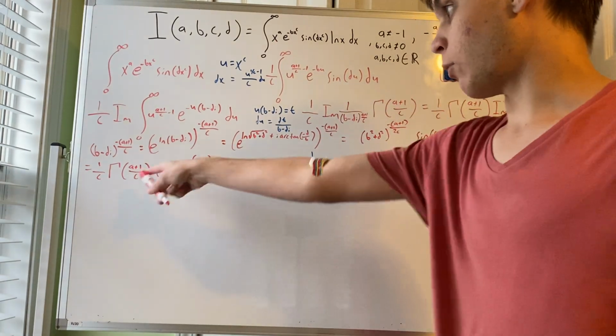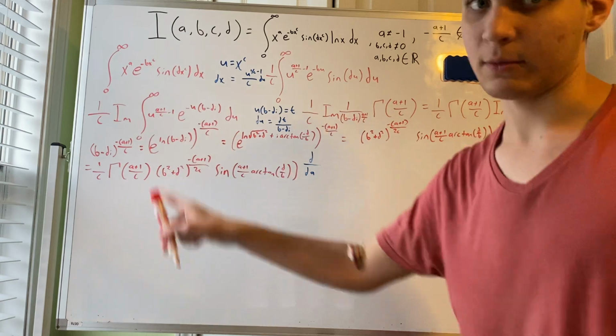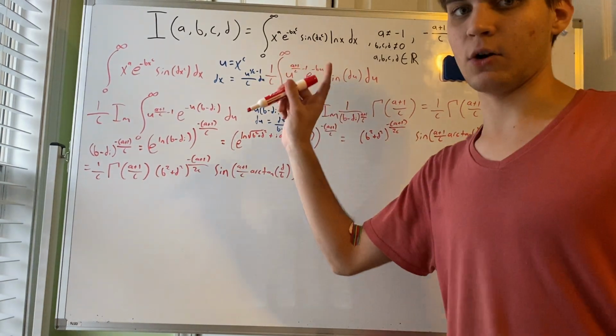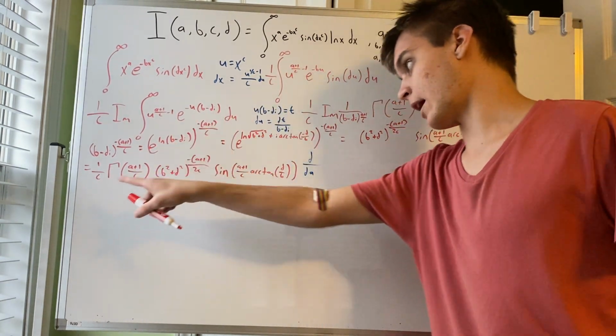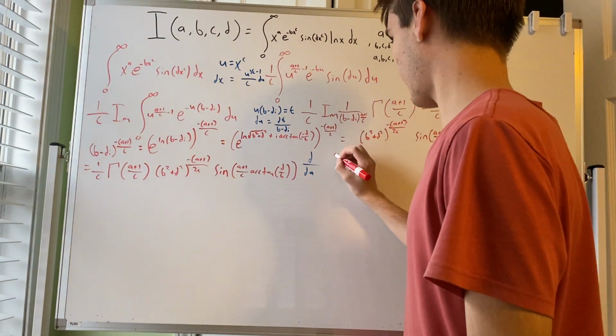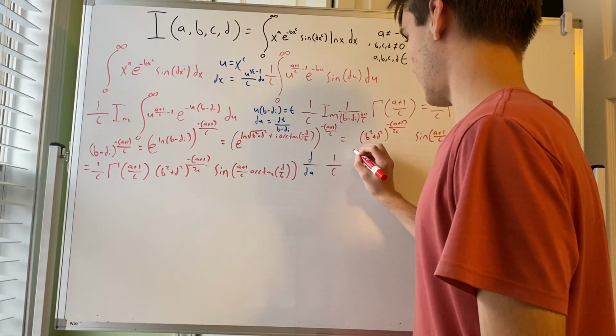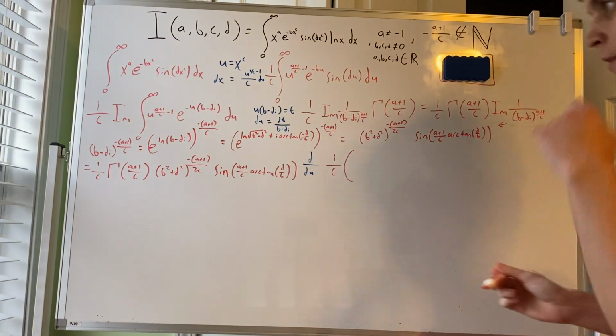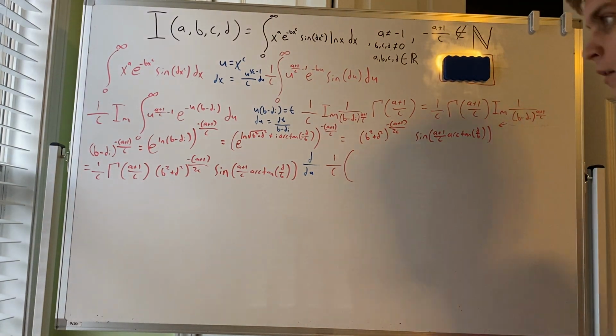Okay, so our 1 over c is just a constant, so we're fine. Let me check camera. Okay, so that thing's not going to matter. We're just going to pull that out. Now we're going to have big parentheses.